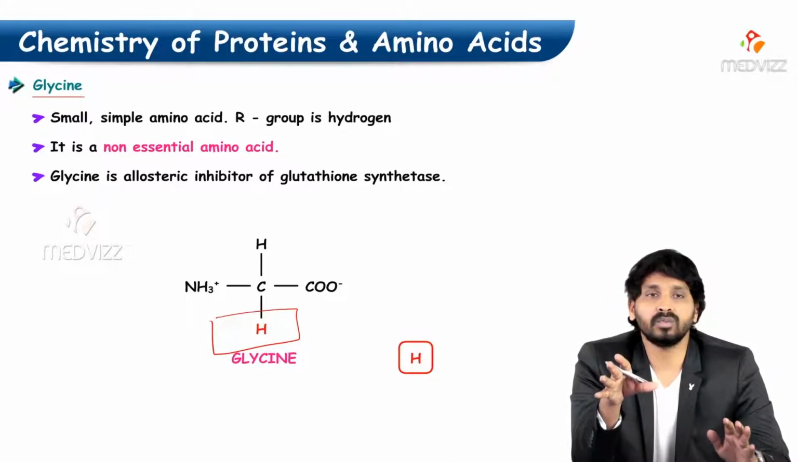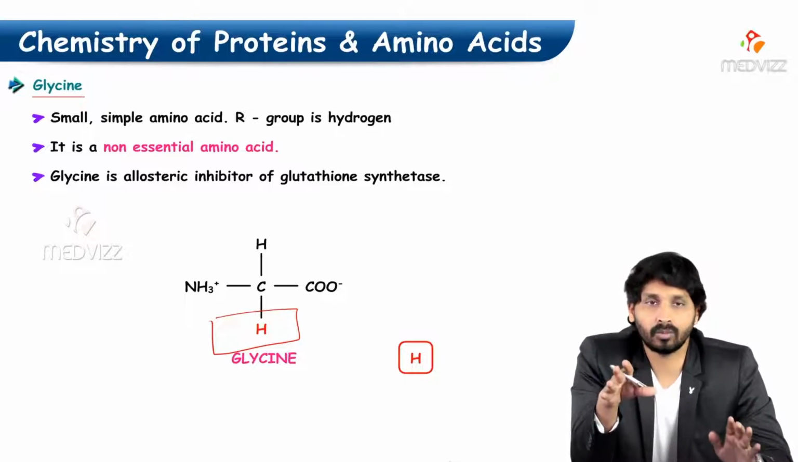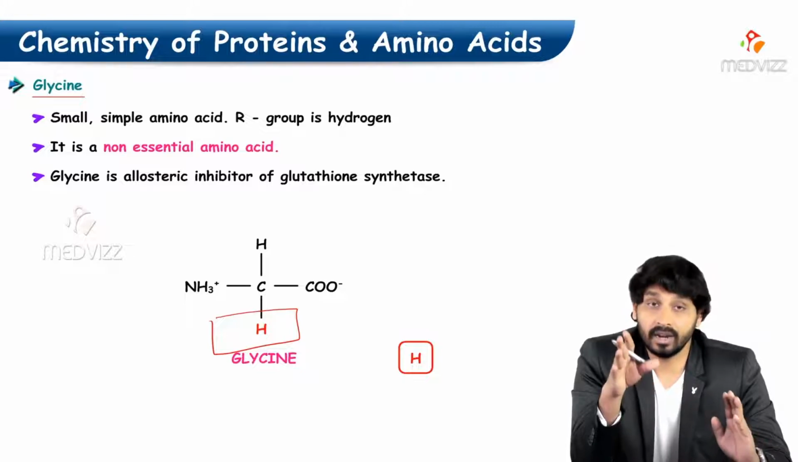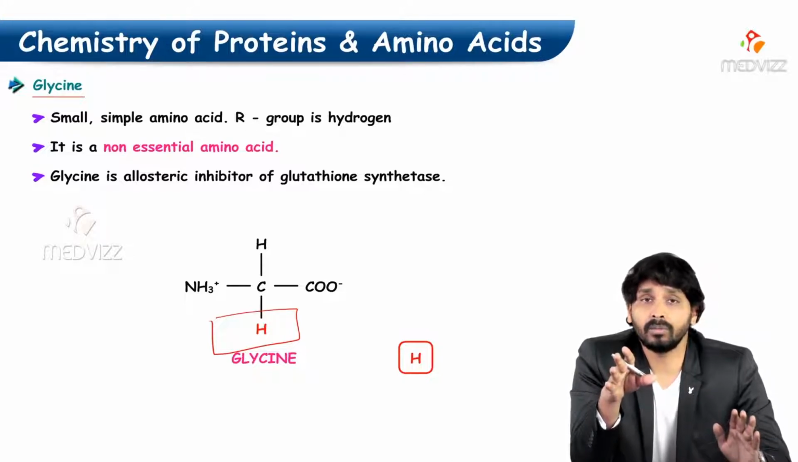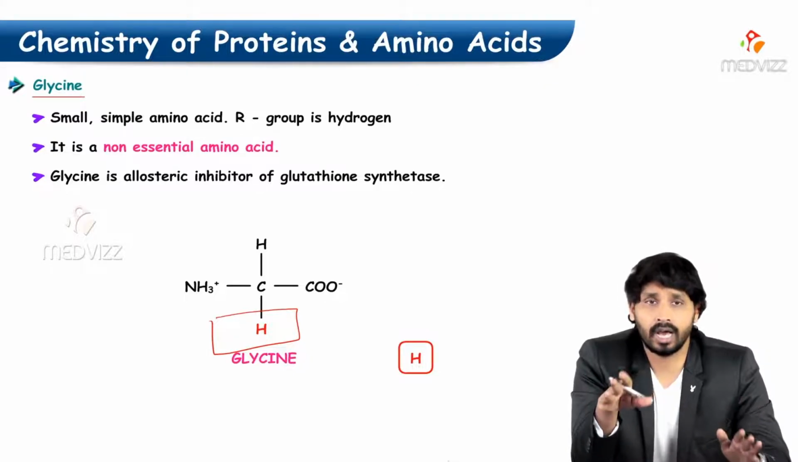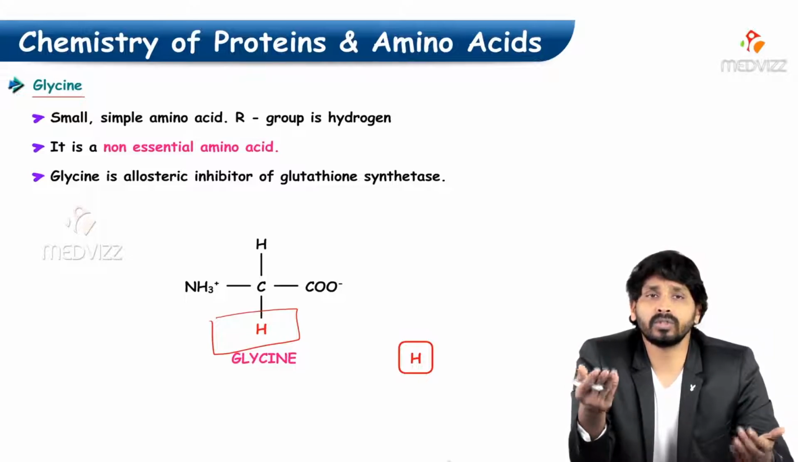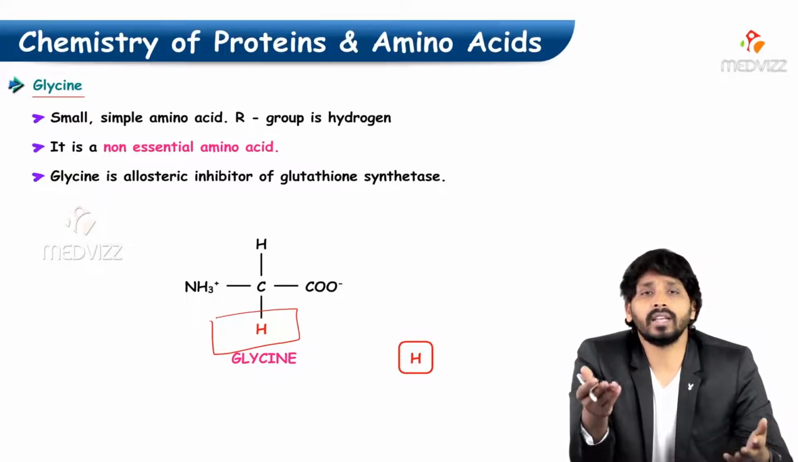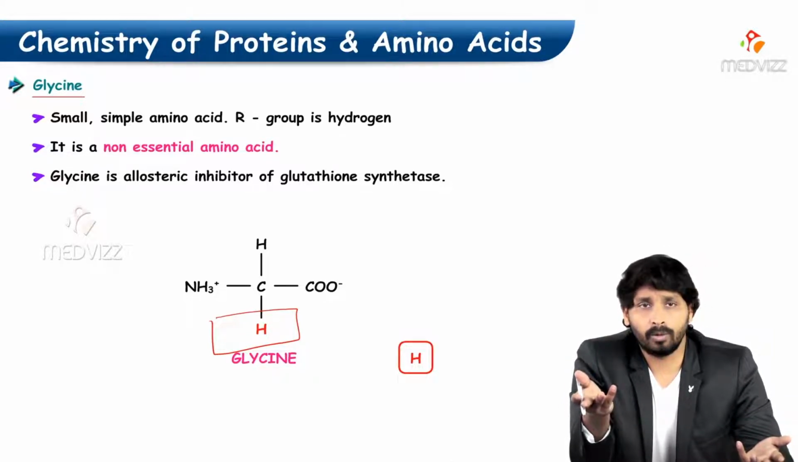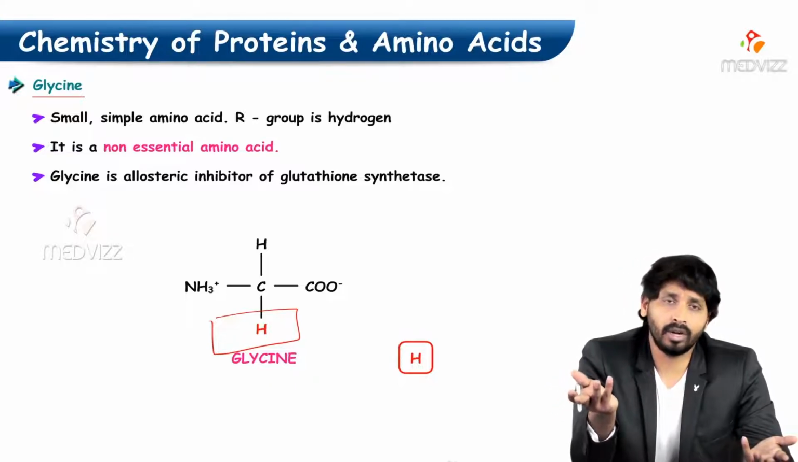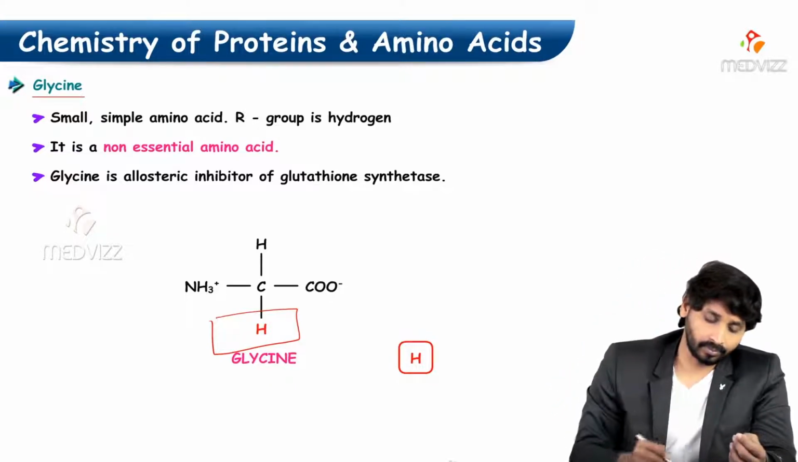Okay, the things which are not present in our body or which are not synthesized in our body become essential, and they are required for normal functioning of the body. That means we are supposed to take these substances through diet. So glycine, our body is able to produce glycine. If you are not taking it in the diet, there is no problem, because our body is able to produce glycine.